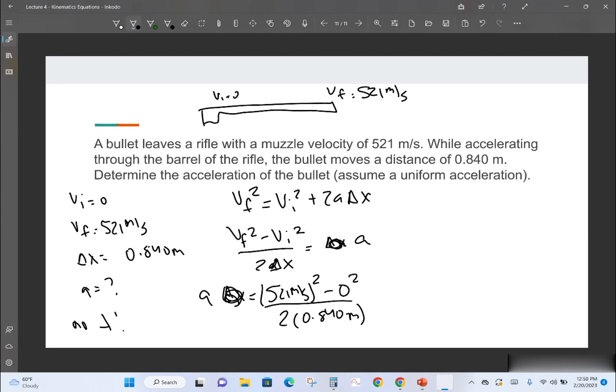I'm getting a very big number, 161572. 161572 to 3 sig digs would be 162000 meters per second squared, or 1.62 e to the 5 meters per second squared.